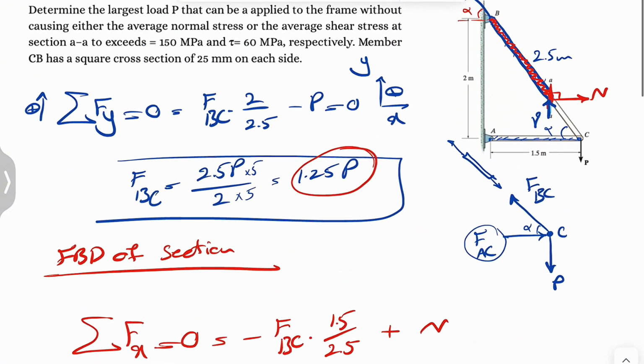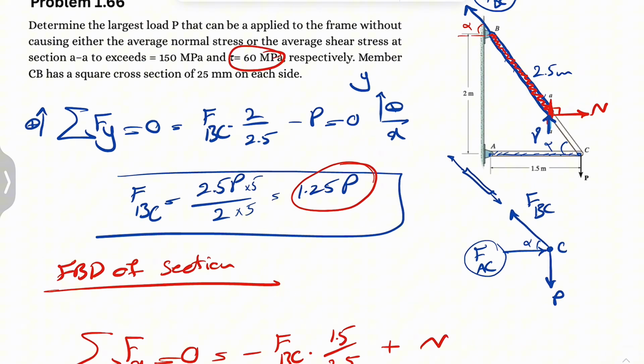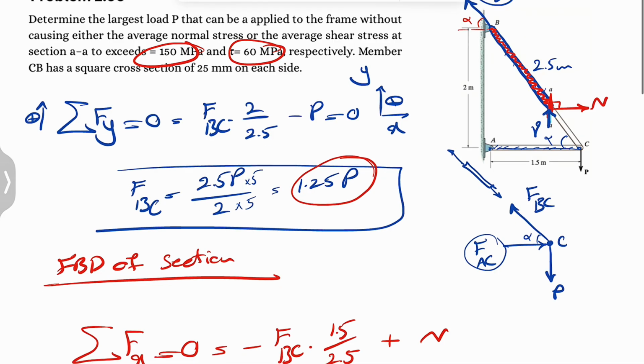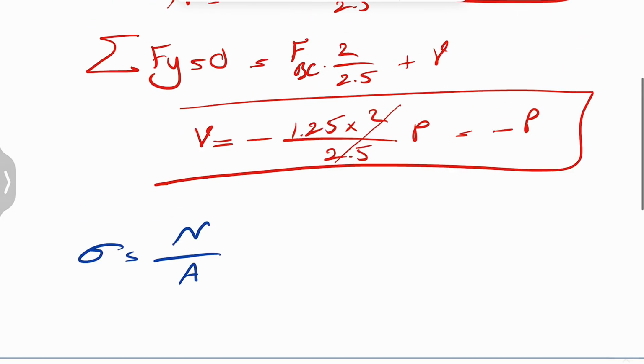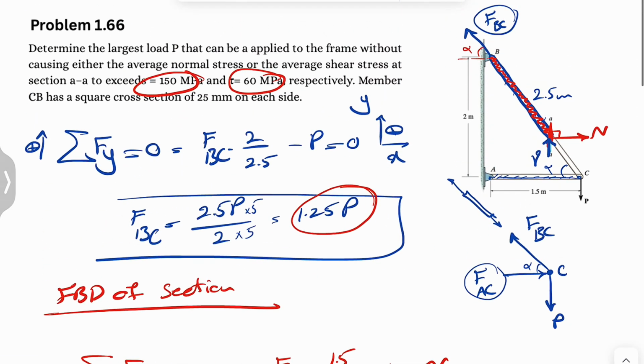Now that we have the V and N, we already have the values for the shear stress and average normal stress. Based on these, we're going to find two values for P, and we have to decide which one we need to pick. So let's start with the normal force. Sigma is equal to the N over the area. And the area that we have, we know from the question, the bar section.